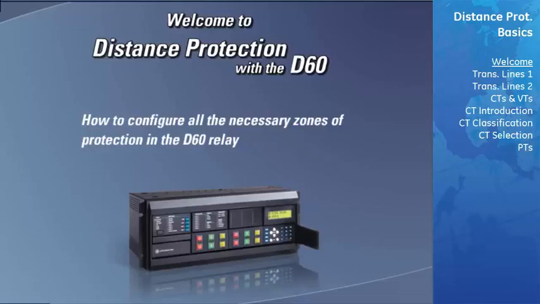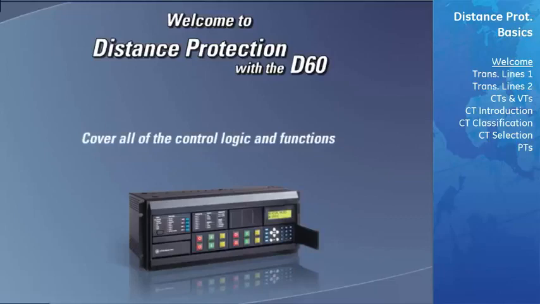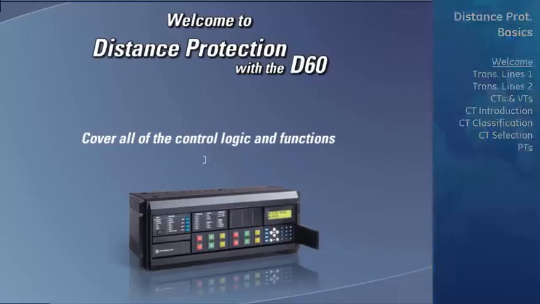The next section will demonstrate how to configure all the necessary zones of protection in the D60 Relay. You will learn how to set up both MHO and quadrilateral zones of protection for both ground and phase distance applications. We will then proceed to discuss and configure all of the different teleprotection schemes that are available in the D60 to speed up the clearing of transmission line faults. Finally, we will cover all of the control logic and functions that are available to complete your understanding of how to use the D60 for a transmission line application.